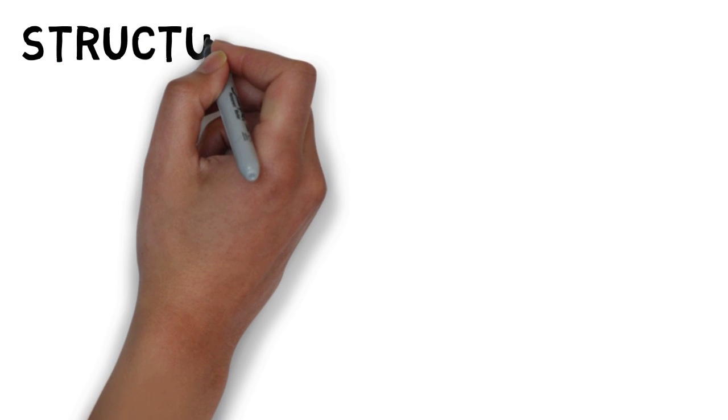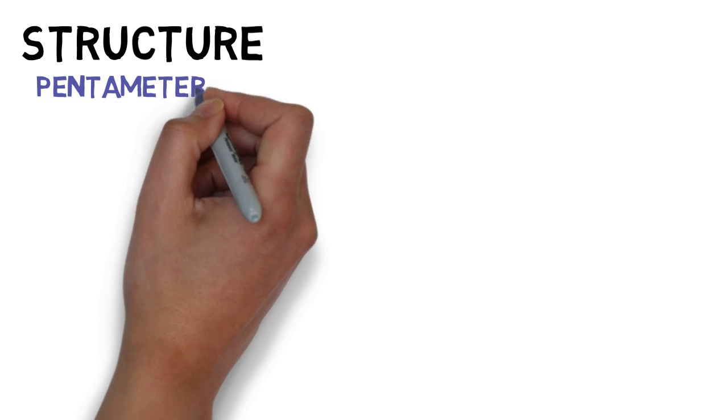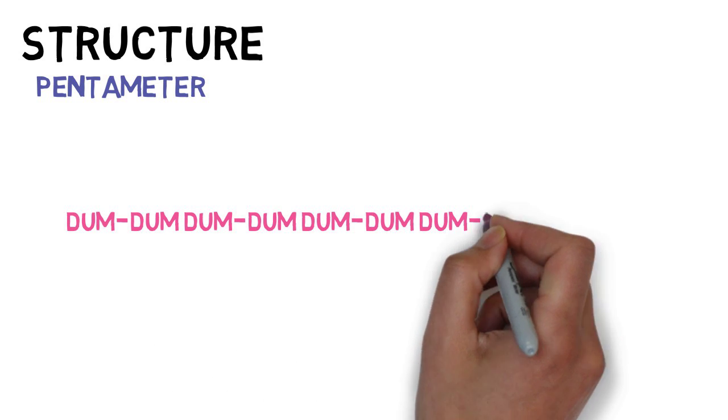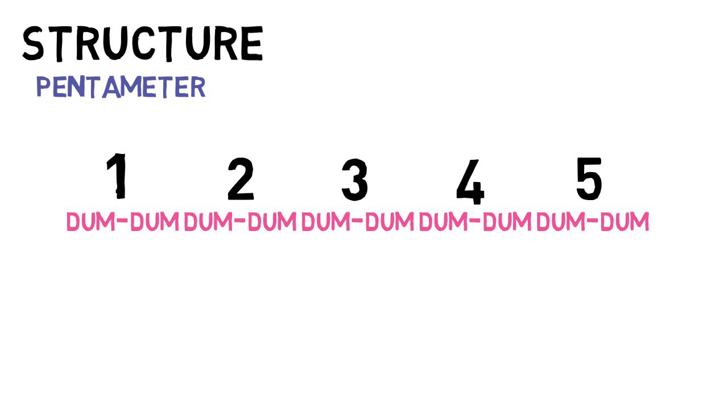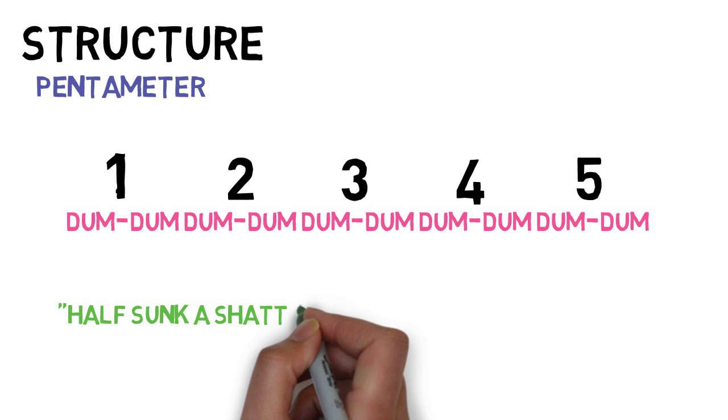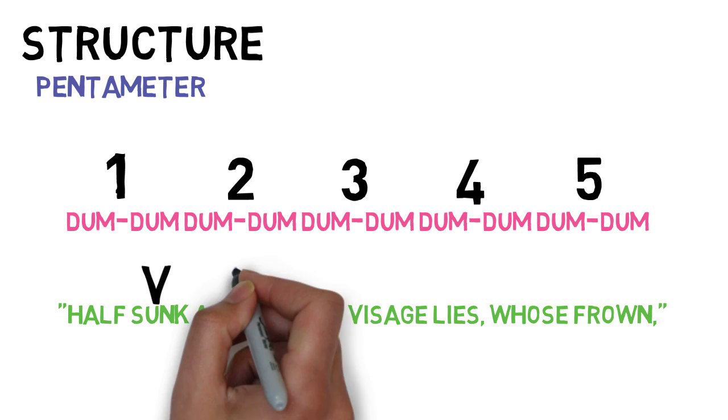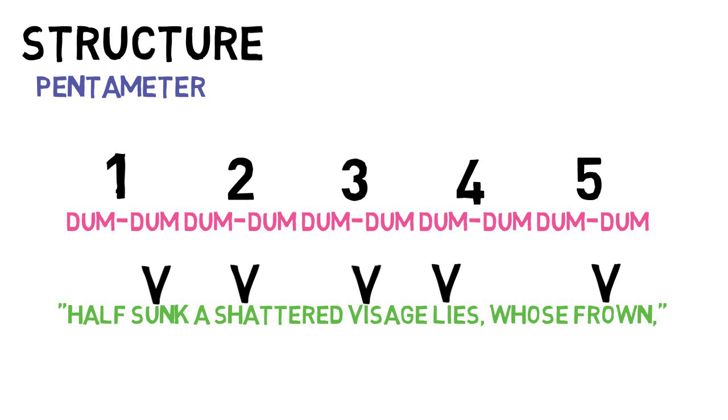What can I say about the structure? We can see similarities between the points we made about the form and the pattern in the metre of the poem. It's written in pentameter, which means that lines are made up of 5 groups of 2 syllables. You've probably heard about iambic pentameter, which means that each pair of syllables goes unstressed, stressed, like in this line. Half sunk, a shattered visage lies whose frown.